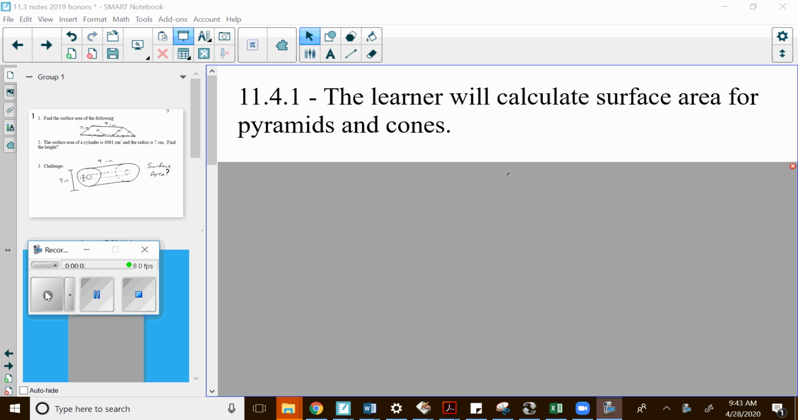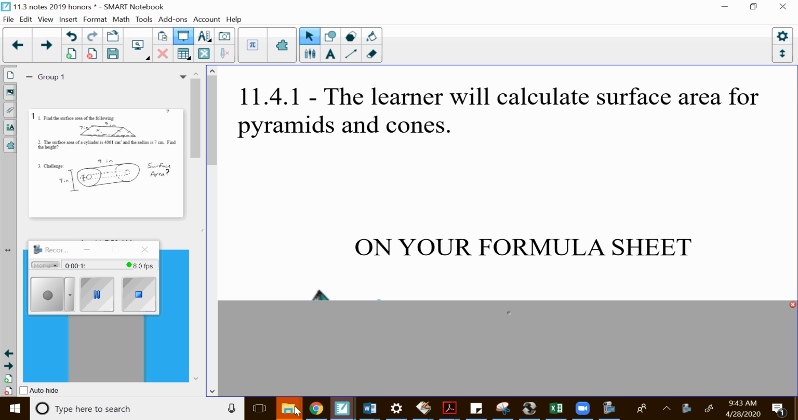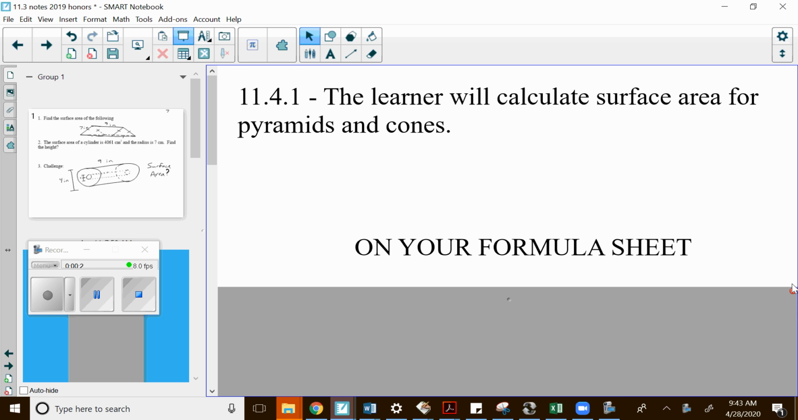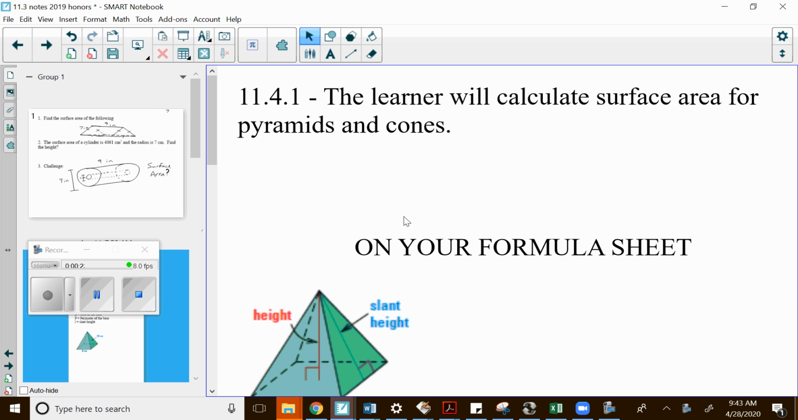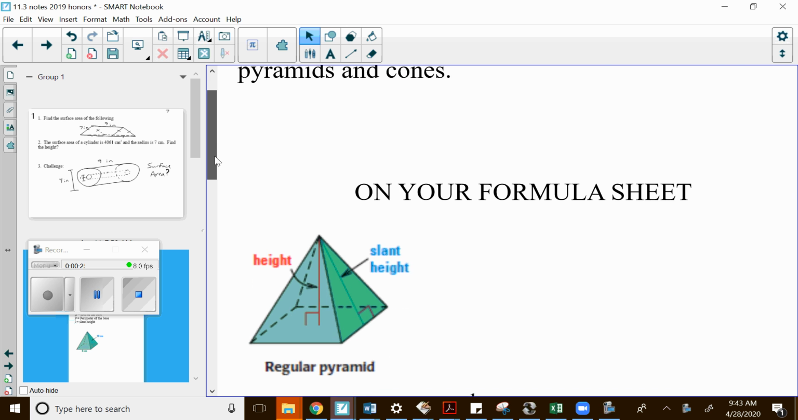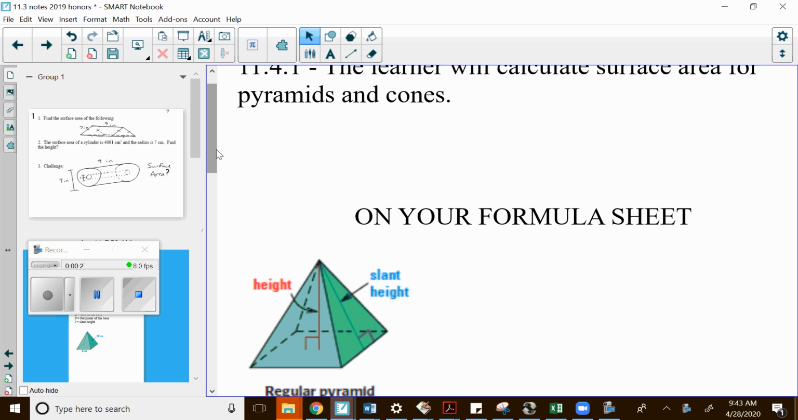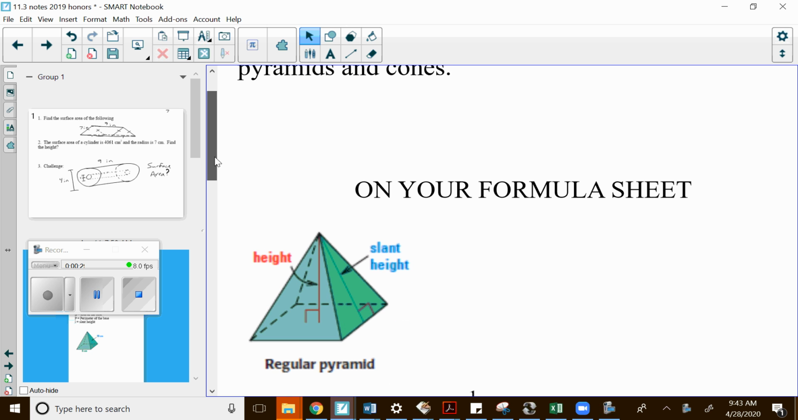I'm back this week. My recorder app works, and so I'm here to talk to you about calculating surface area of pyramids and cones today. This won't take long, but I want to show you first off. If we were in school right now, I'd have you create this big old formula sheet. For a pyramid, you can draw this if you want to, or just pay attention.